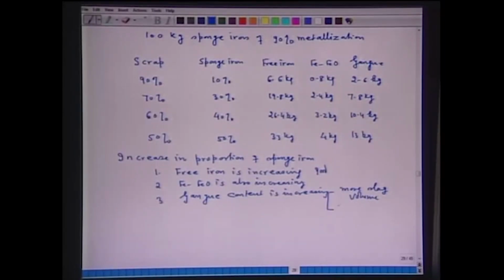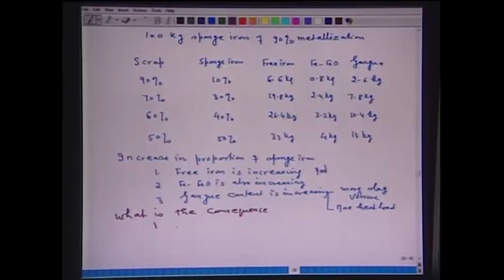More slag volume means what? More heat load, because you have to supply an extra amount of energy. So, what is the consequence of it? The consequence of it, one, is an increase in the proportion of sponge iron in the feed.